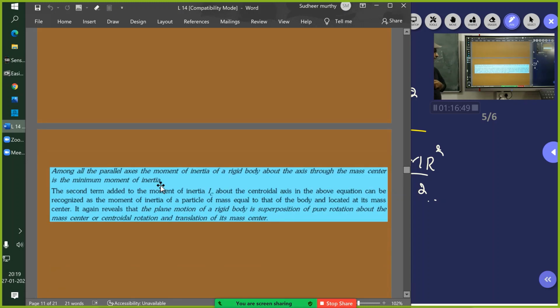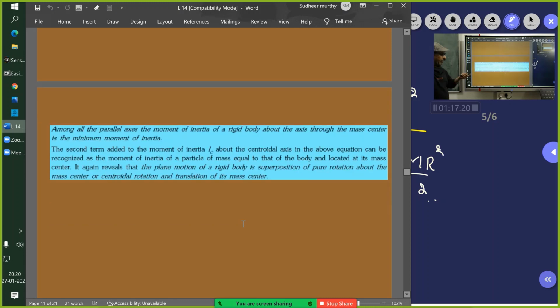Now, among all the parallel axes, the moment of inertia of a rigid body about the axis through the mass center is minimum. The moment of inertia about the center of mass is always minimum. Otherwise, MR square will get added. The second term added to the moment of inertia I_C about the centroidal axis of the object can be recognized as the moment of inertia of a particle of equal mass located at the center. It reveals that in plane motion, the rigid body is a superposition of pure rotation about the mass center or centroid and the translation of its mass. Anyway, we'll deal with it later.